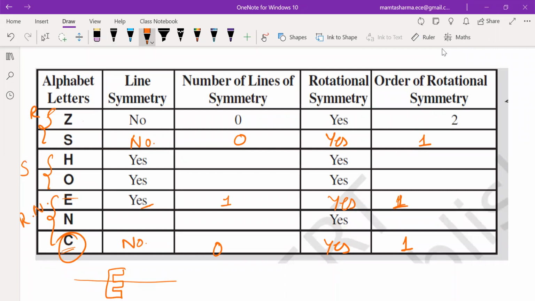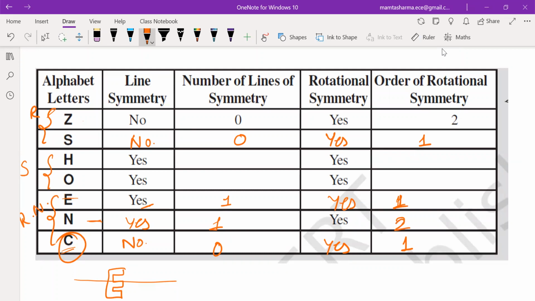Ma'am, Shiva Pranav. Yes. Ma'am, I'll complete one more. Yes, ma'am. Ma'am, line of symmetry, yes. Ma'am, number of lines of symmetry, 1. Okay. Ma'am, order of rotational symmetry, ma'am, 2.